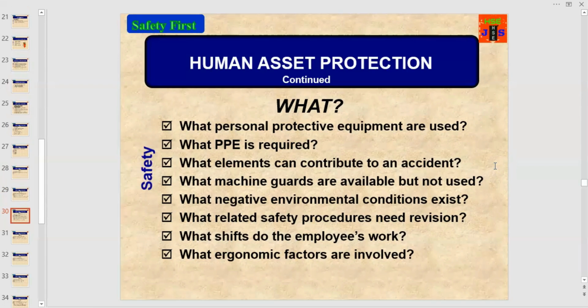What machine guards are available but not used? What negative environmental conditions exist? What related safety procedures need revision? What shifts to the employee's work? What ergonomic factors are involved?